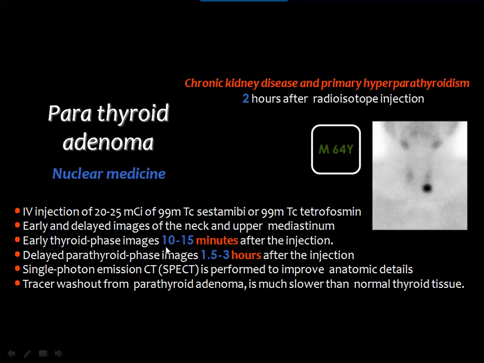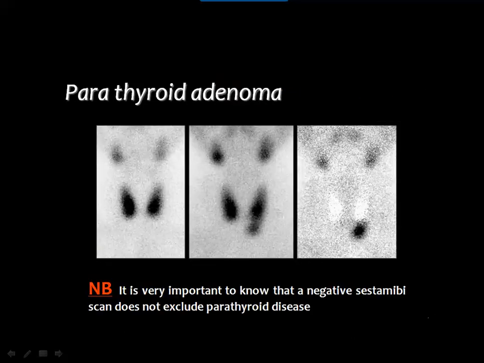Scanning 10 to 15 minutes after injection of the tracer is usually directed to visualization of the thyroid gland, but the delayed scan, which is obtained between 1.5 to 3 hours after injection of the isotope, is directed to the parathyroid adenoma. Then you will see clearance of the isotope from the thyroid gland and persistence of the isotope in the parathyroid adenoma. This is the sestamibi scan, and you see the thyroid gland, and the delayed one showed the presence of a parathyroid adenoma.